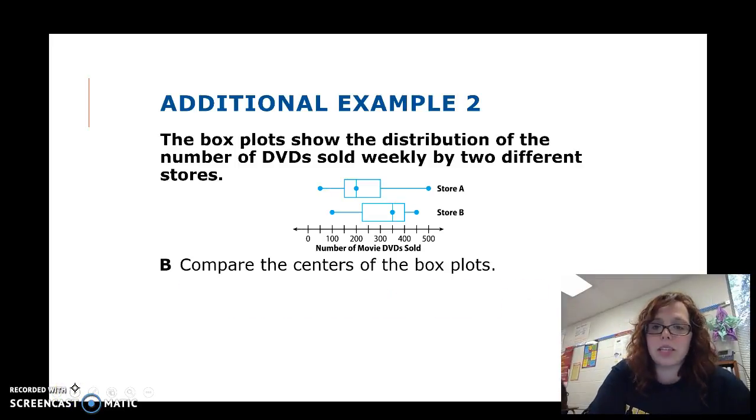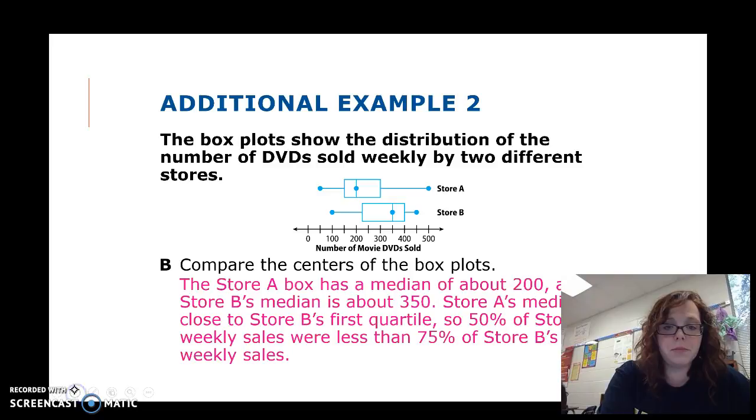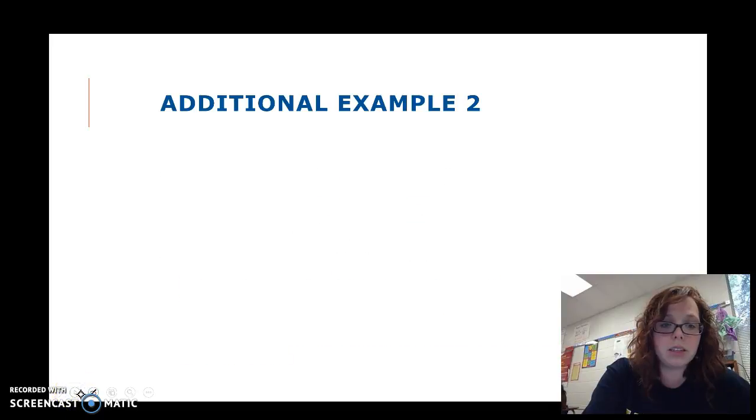Okay, so now we're going to compare the center. So remember, we're looking at the median, so you're going to have to enter or choose the median for each of the 2 box plots. All right, I'm sure y'all got this right. So store A box has a median of about 200, and store B's median is about 350. Store A's median is close to store B's first quartile, so 50% of store A's weekly sales were less than 75% of store B's weekly sales. So this is the type of analysis that you're going to have to be looking for on the test.